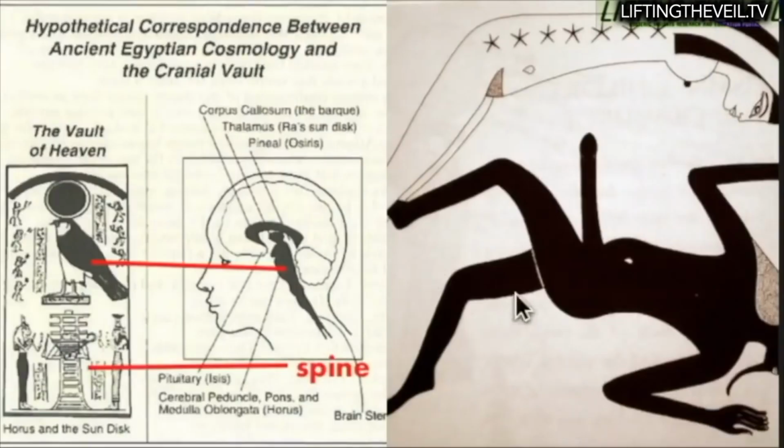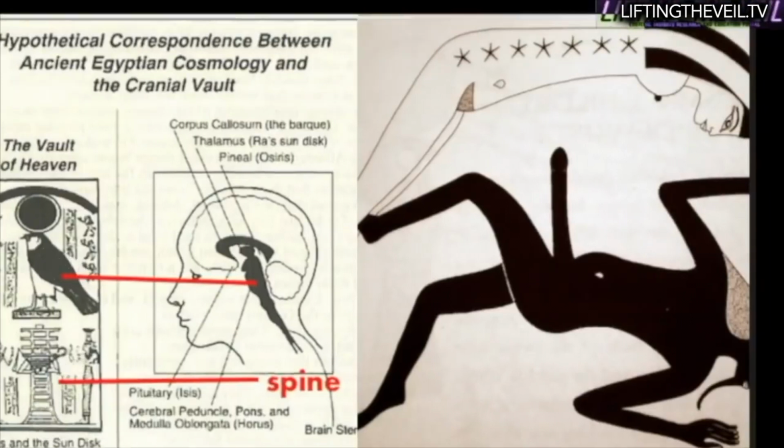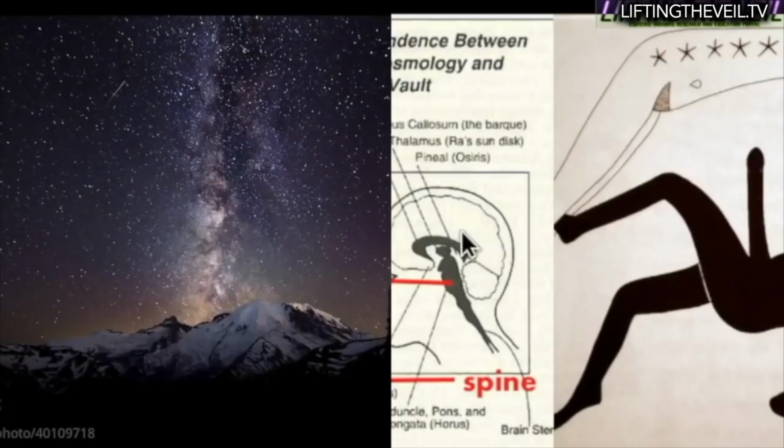What you're looking at is again Geb and Nut, and Geb impregnates the sky. The earth impregnates the sky, so what you're looking at again is the world pillar, the cosmic pillar. A direct correspondence with the human skull. As depicted here, you have the human spine as the cosmic pillar, the world pillar, which supports the vault of heaven, the cranial vault. So in other words, you have the omphalos of the world, which impregnates the cranial vault, which impregnates the sky. So you have the pillar which impregnates the sky.